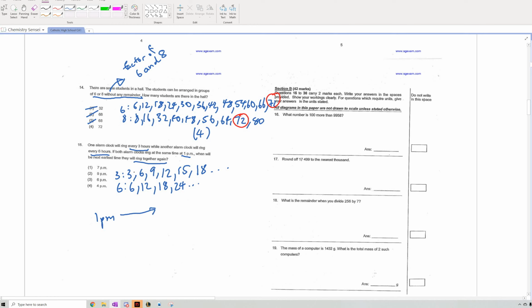Is it after 3 hours at 4 p.m.? The answer is no, because the second alarm clock does not ring yet. How about every 6 hours? The answer is yes. At the 6th hour, both alarm clocks will ring together. So 1 plus 6 is 7. So the next time both alarm clocks will ring together is at 7 p.m. So the correct answer is option 1.